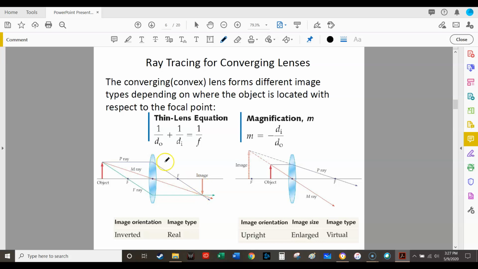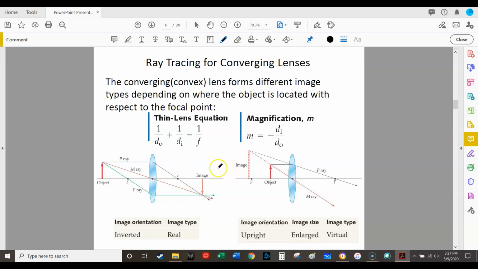Real, again, meaning that it's on the other side of the lens as the object. But whether or not the image is going to be enlarged, smaller, or the same size is going to depend on the object distance to the center of the lens. If the object is really close to the focal point, which means it's closer to the center of the lens, well, this is going to be enlarged. If the object is really, really far away, then the image is going to be really small.